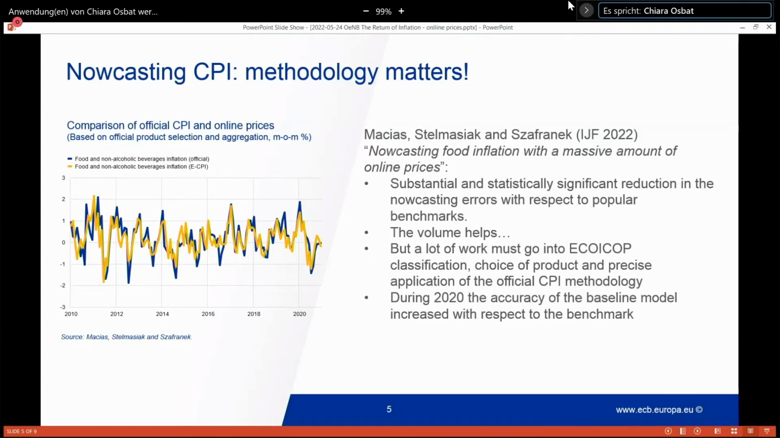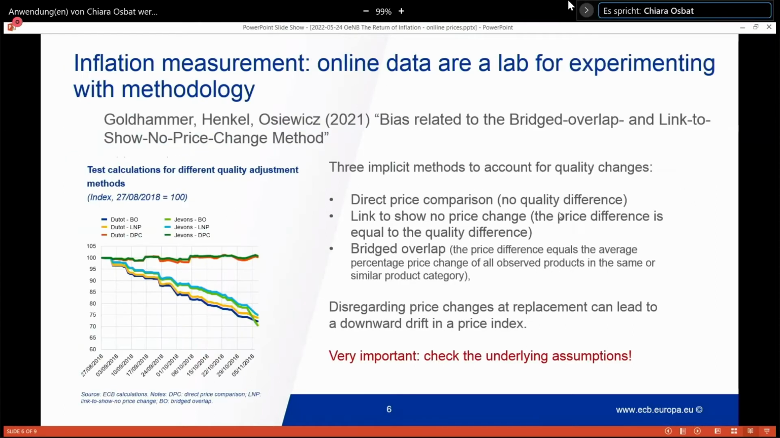They also find that during 2020, when we all had a lot of trouble getting inflation right, the accuracy of the baseline model actually increased with respect to the benchmark.